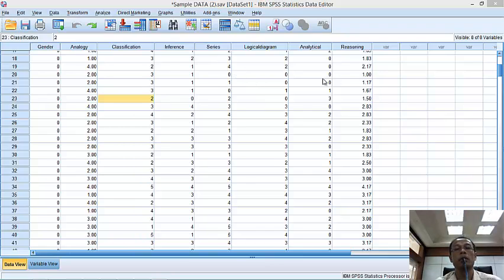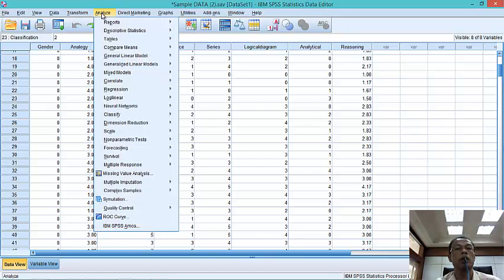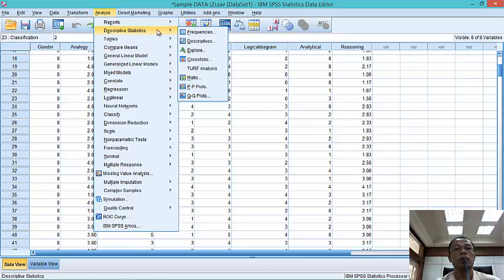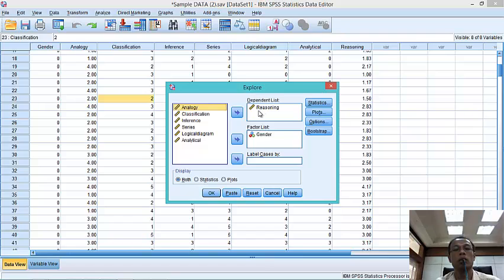So after we have got a new variable, we need to test if this data has outliers or not. We can go to Analyze, Descriptive Statistics, select Explore, and then reset again. Then I am going to drag the listening skill to the dependent list, and another thing, the factor list could be gender. Bring gender here.